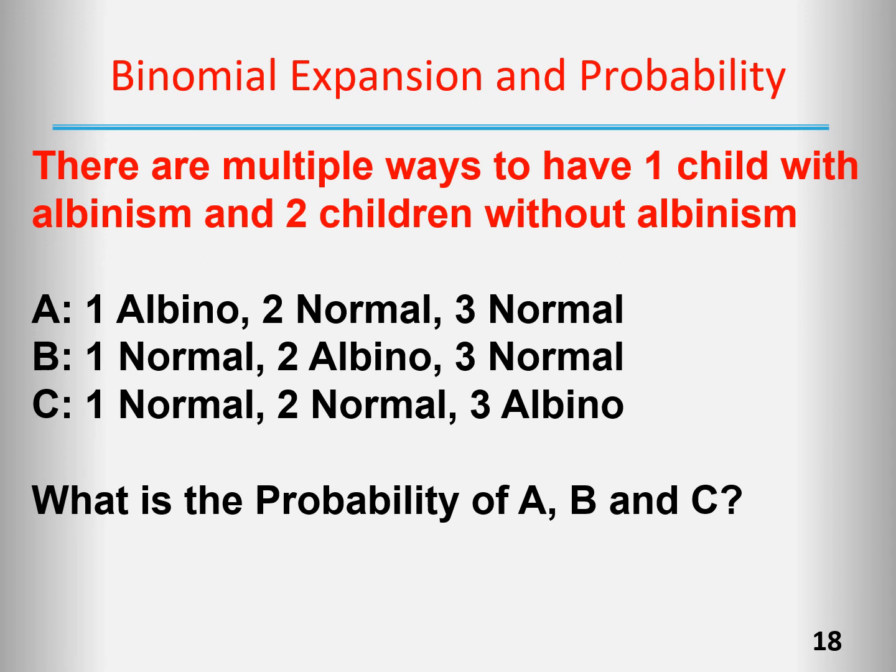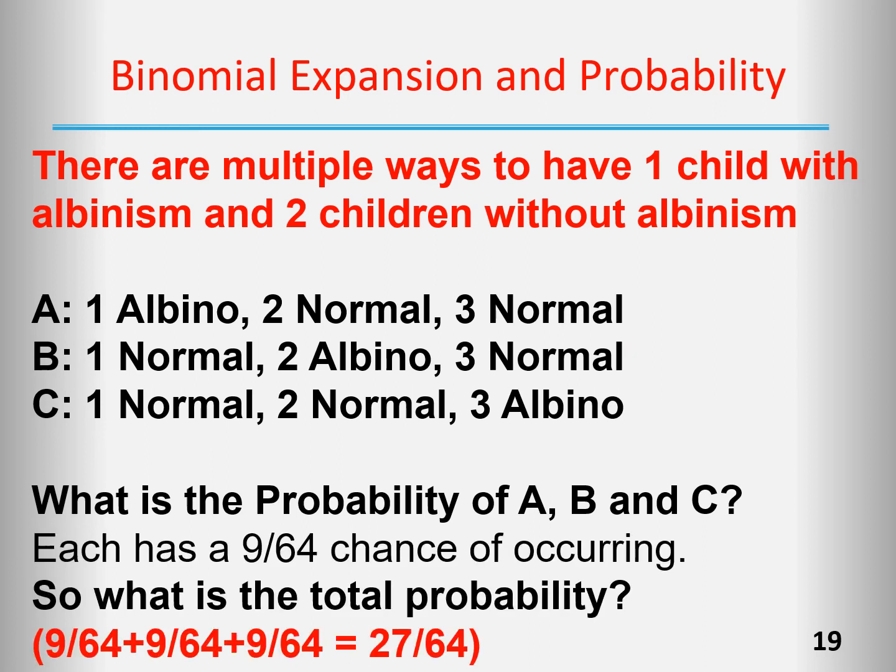Now, if I ask the question, what is the probability that the first child will have albinism and the second child will not and the third child will not, then A would be the only one that fills my criteria. But I didn't ask that question. The parents just said, look, we plan on having 3 kids. What is the probability that we have one with albinism? And so we have to use the multiplication rule for all of these opportunities, but then we must add them together to get the real full probability.